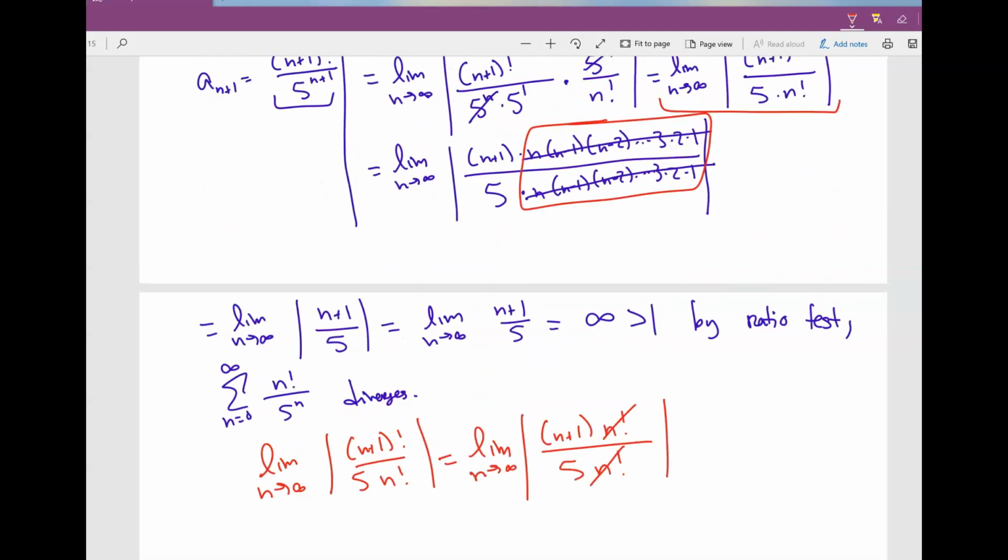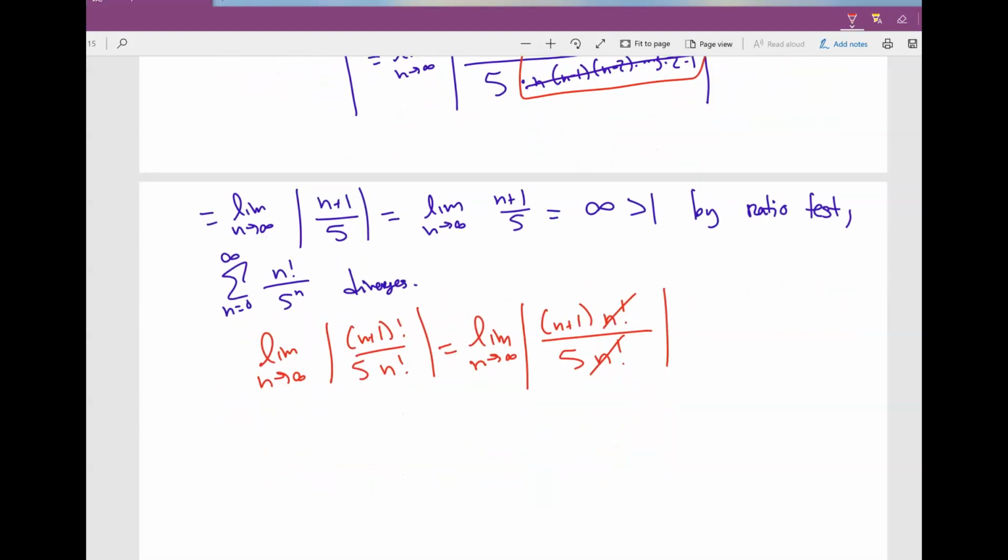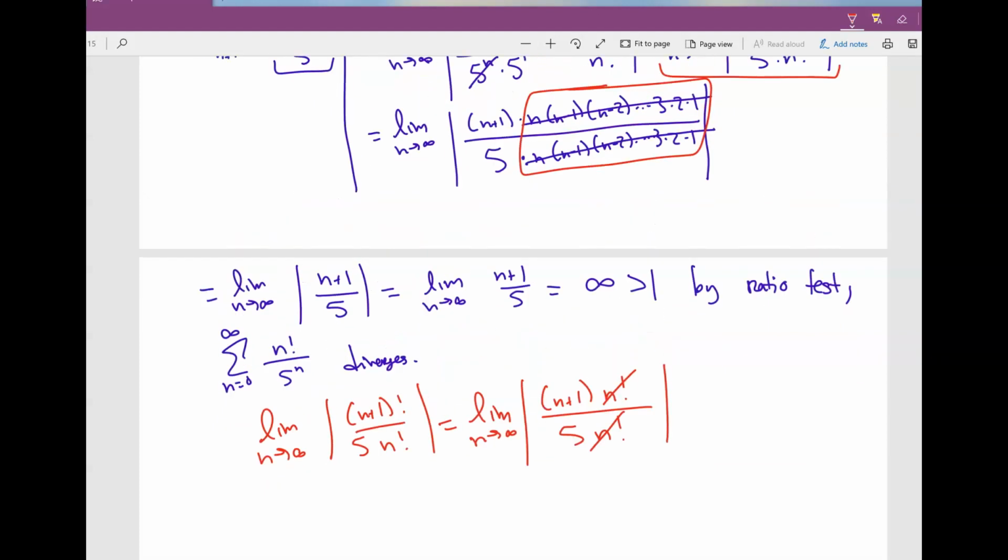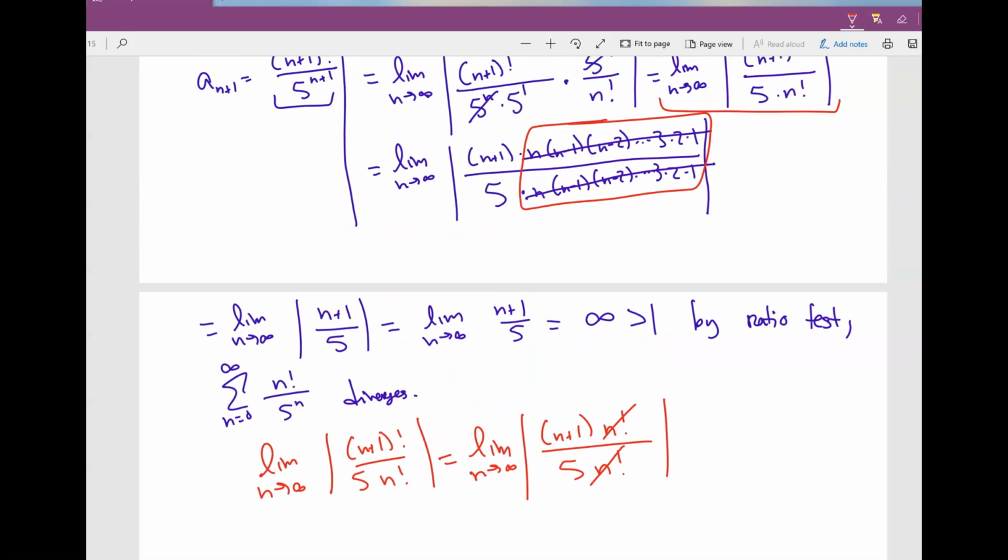So you can save yourself a little bit of space on your paper by just writing it and stopping at n factorial. Now, if you don't feel comfortable with this yet, you can just go ahead and write everything out and it'll still cancel each other out.